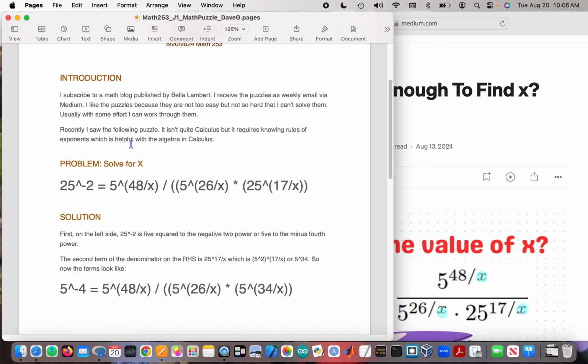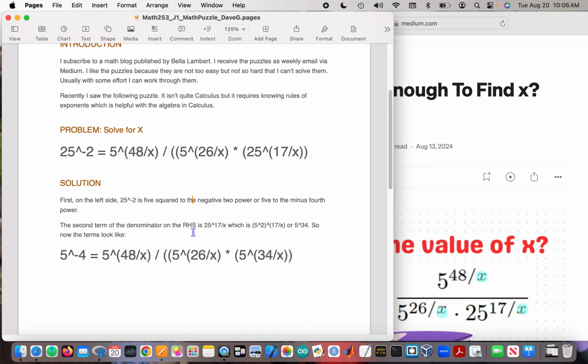On the right-hand side, 5 is the base of 2 terms, and 25 is the base of the third term all the way over to the right. So 25 to the power of something is the same as 5 squared times the power of that something. So 25 to the power of 17 over x can be written as 5 squared times 17 over x, or 5 to the power of 34 over x.